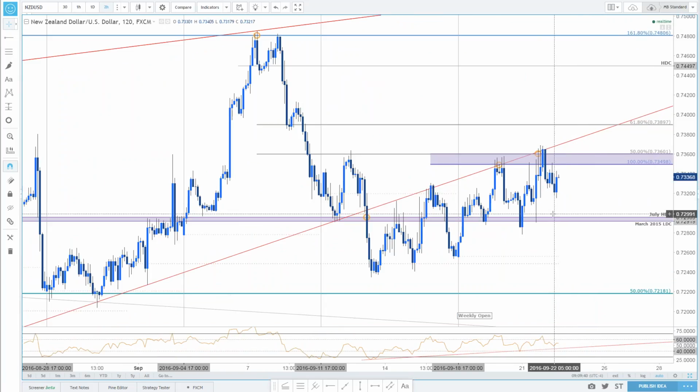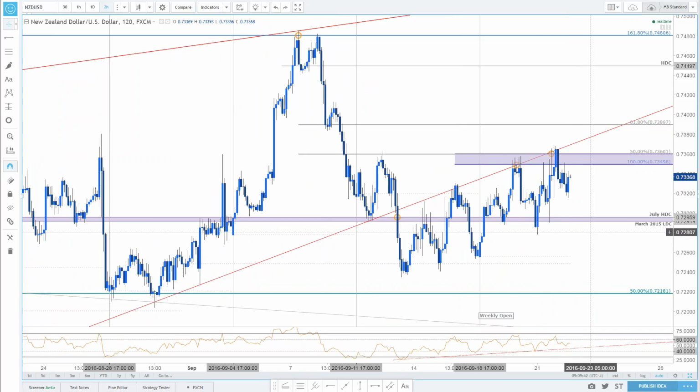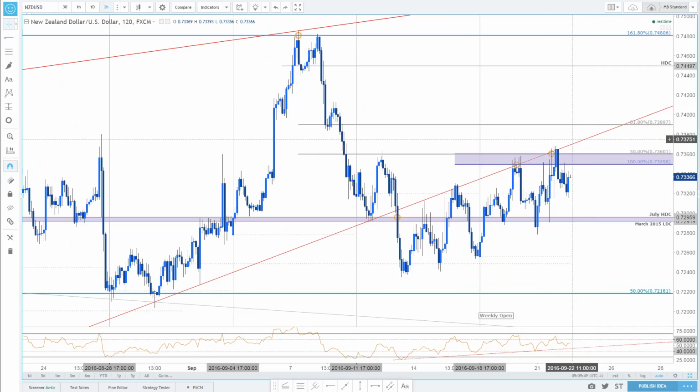Again, this is post-RBNZ. At face value, the weekly opening range, in my humble opinion, still looks to me like it's intact. And I'm still going to use that trendline resistance, former support, as our bearish invalidation level. As long as we hold below that, each rally into that, I'm looking for short triggers.